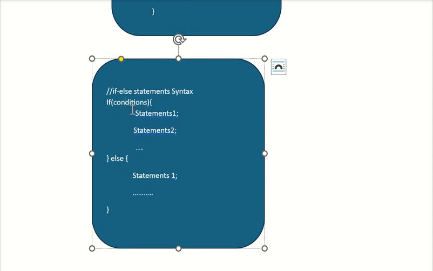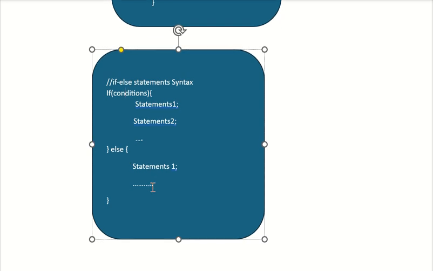And for the if else statement, this is the syntax: if, condition and statement, then curly braces close and the if block is closed. After the if block, the else block will start, and then you can add the syntax.